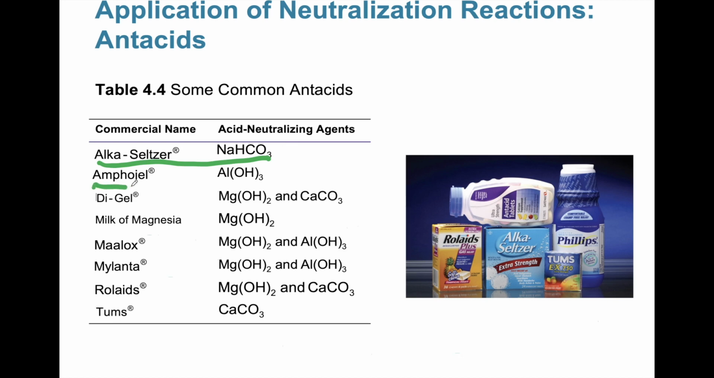I've never heard of Amphogel, but that's aluminum hydroxide. Notice that's a hydroxide right there. D-gel, I've never heard of that one either. Magnesium hydroxide, calcium carbonate. I've heard of milk of magnesia. See, another hydroxide there to help you neutralize the acidity in your stomach. It happens a lot after pasta meals, like with tomato sauce, things that are very, like I said, acidic.